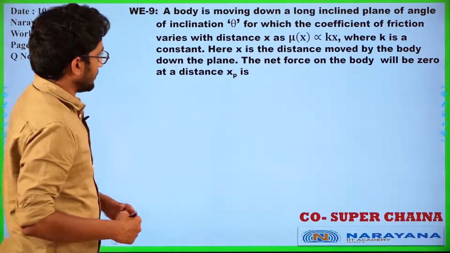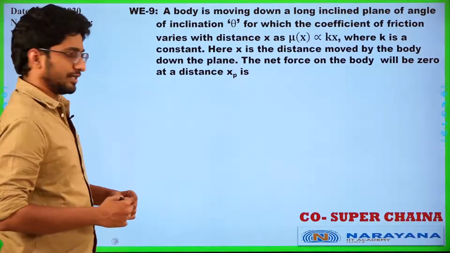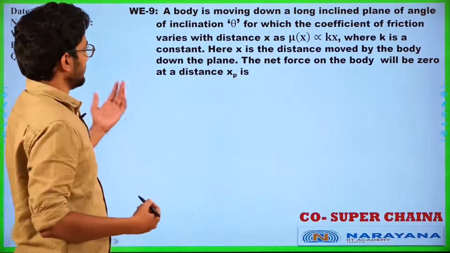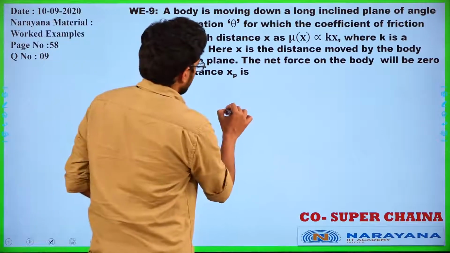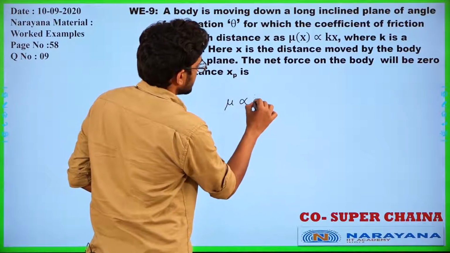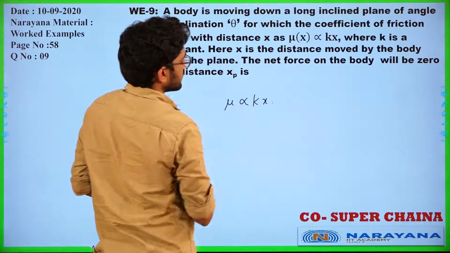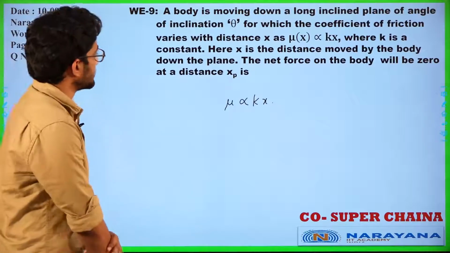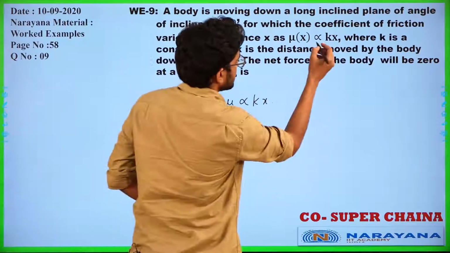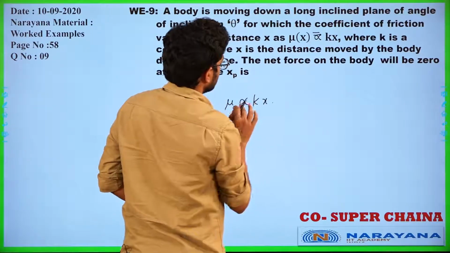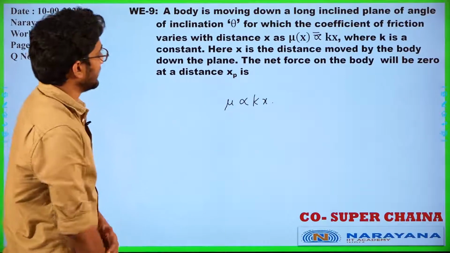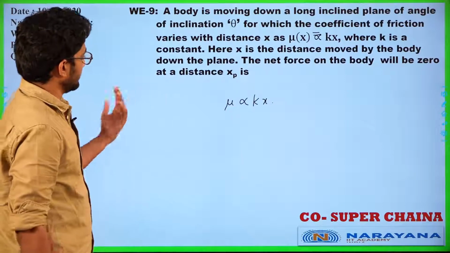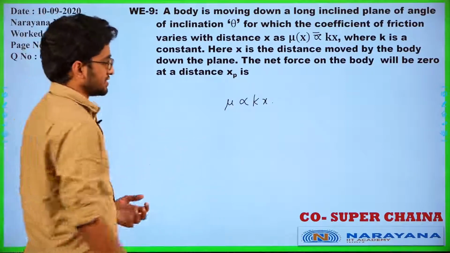A body is moving down an inclined plane of angle of inclination theta, and the coefficient of friction varies with distance as mu is proportional to kx. So mu at any distance x is k into x, where k is a constant. Sorry, this is mu of x equals kx, where x is the distance moved by the body down the plane. Then the net force on the body will be 0 at a distance xp, which is.